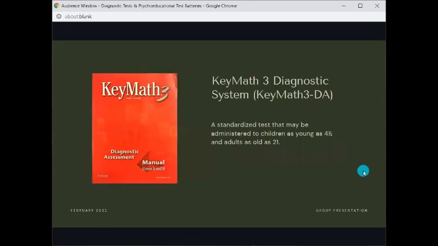Next one is the KeyMath 3 Diagnostic System or Assessment. It is an individually administered test that measures essential mathematical concepts and skills. It covers the complete range of math concepts and skills, from early experiences with rote and rational counting through experiences with factoring polynomials and solving linear equations. It can be used with children age 4.5 to adults as old as 21 years of age.